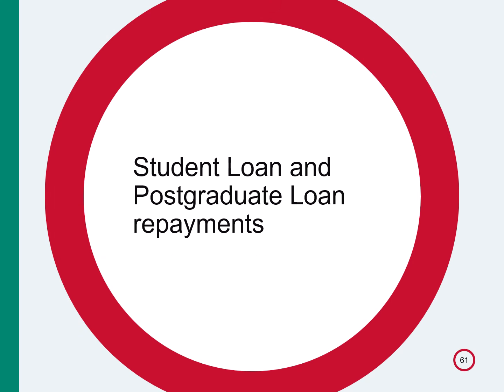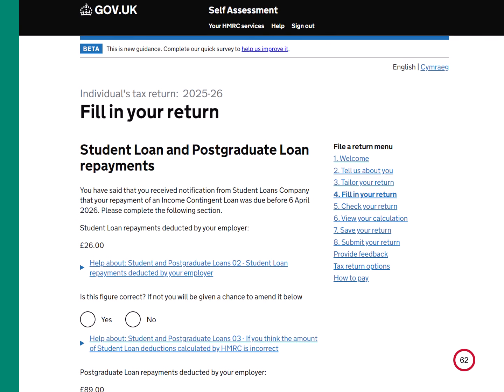I'll just mention student loan and postgraduate loan repayment. You will only be asked about these if you've been employed during the year and repayments were due. Later in your return, if you're due to make repayment of a student loan or postgraduate loan in the tax year, we ask you to tell us the amount that your employer deducted from your wages. Figures may be showing on this page, but you still need to check they are correct.